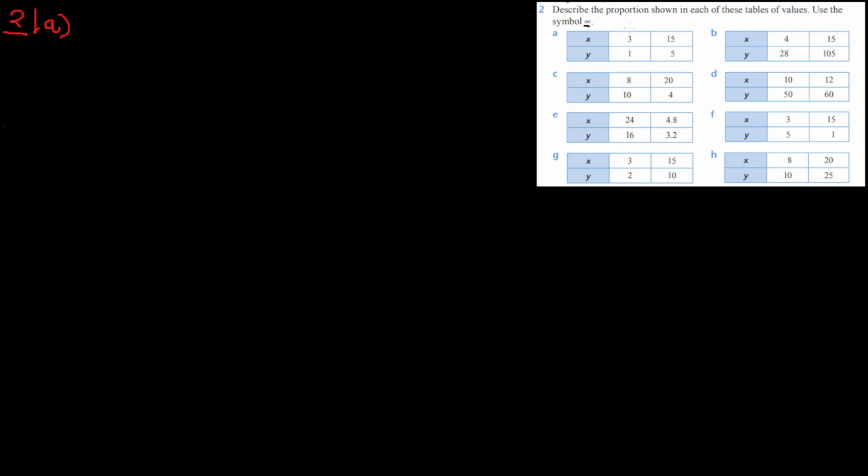So we can see here, 3 to 5, this increases, and 1 to 5, it increases. So we can say x is proportionate to y. For number B, 4 to 15 and 20 to 105, we can see it's increasing. So we can just write x is proportionate to y. We do the same thing for this one, but this one is x is increasing but y is decreasing. So this is indirectly proportionate.